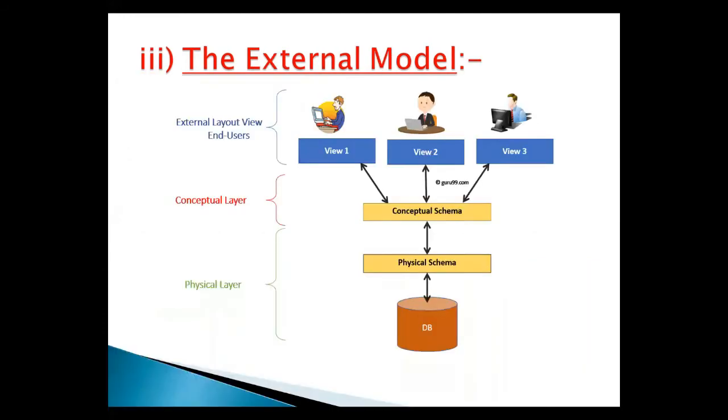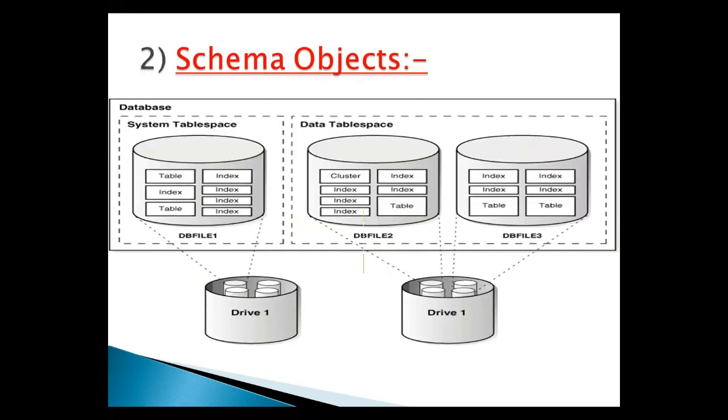Number three is the external model. The external model, or application interface, deals with the method through which users may access the schema, such as through the use of a data input form. The external model also allows relationships to be created between the user's application and the data model. Now, next heading is schema object.